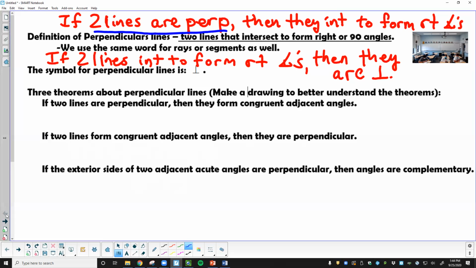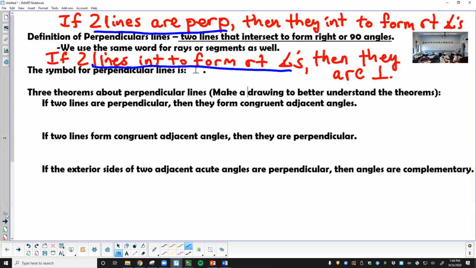And then for the same thing, if we get this as a statement, they intersect to form right angles, and then we conclude they're perpendicular. Oh, the reason there would be definition of perpendicular lines, right? So I think that's why it was useful to write those out, okay?